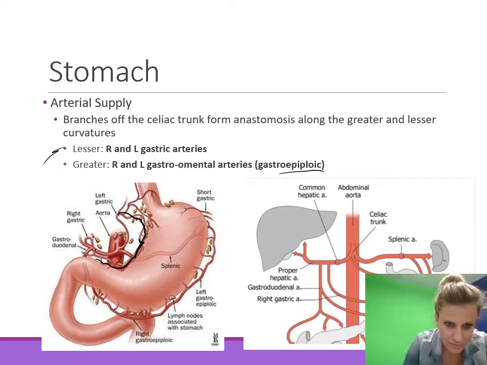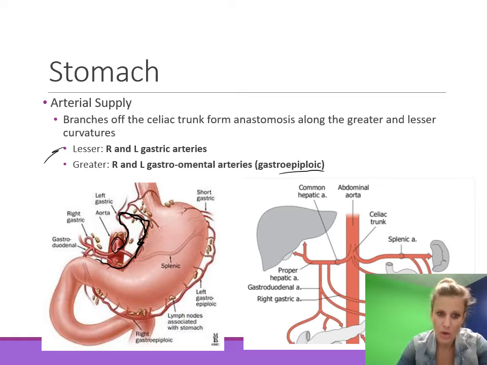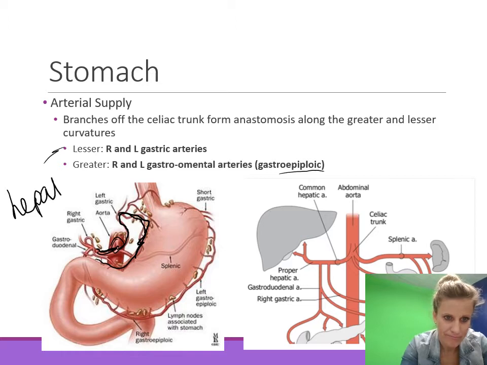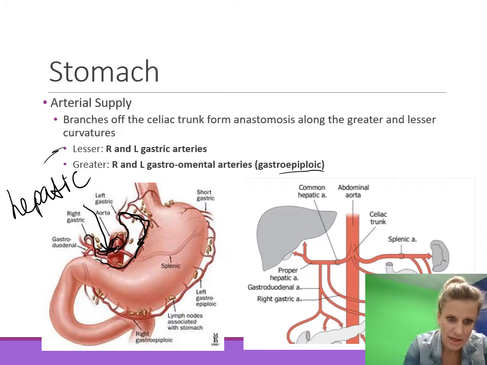So here, this is the celiac trunk, right? Remember, the first big branch off of the abdominal aorta. The left gastric artery is a branch from the celiac trunk, and you see it coming around the lesser curvature. Over here, this is the common hepatic artery. The common hepatic artery gives rise to the right gastric artery, okay? And then the right gastric artery and left gastric artery anastomose.